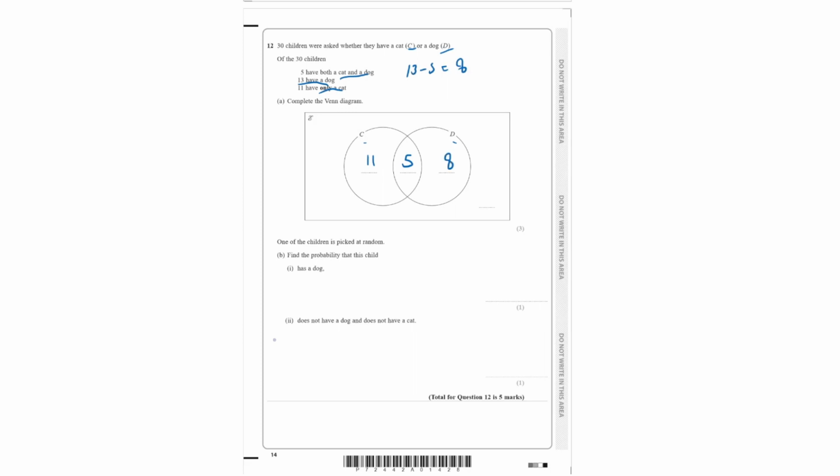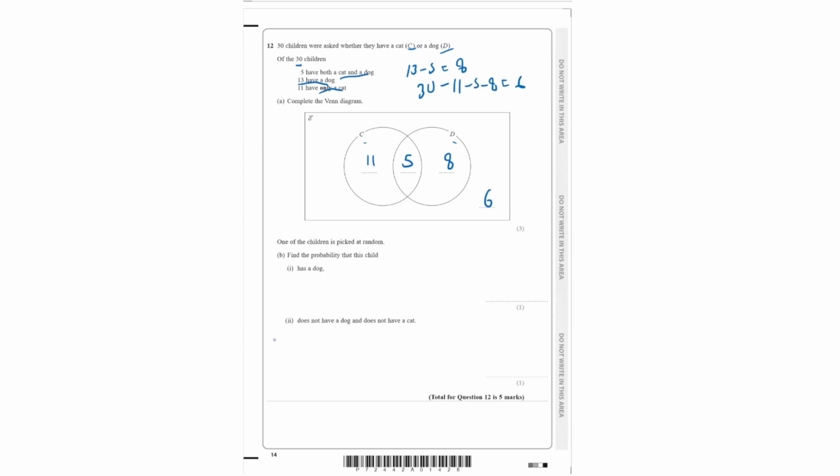Now, we have a missing value here. We know that the total amount of children is given as 30. So if we simply add 11, 5, and 8 and subtract it from 30, we can then find our value. So 30 minus 11 minus 5 minus 8 gives us 6. So 6 children do not have a cat or a dog.